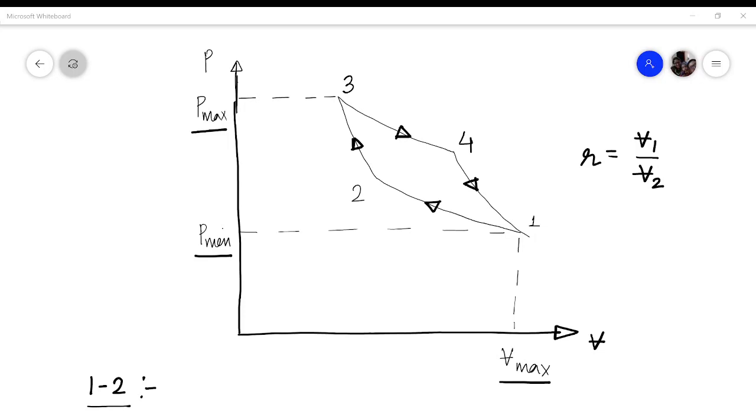Today we will be starting with the application part of Python programming, and we'll be taking up the first problem: how to draw a Carnot cycle in Python with the help of Python programming.